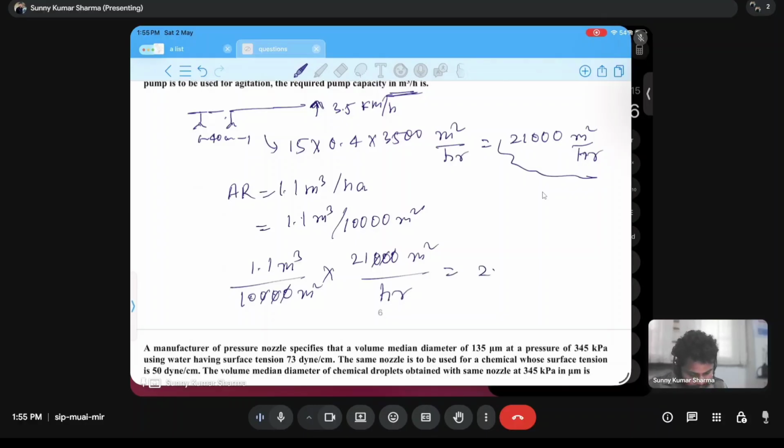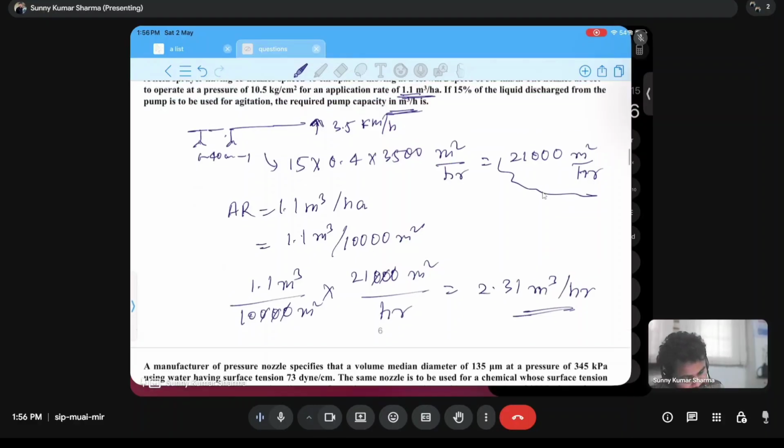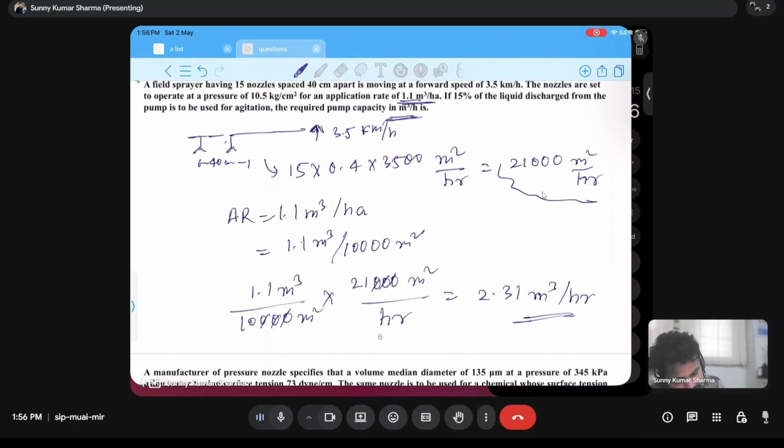So it will become 1.1 into 2.1, it will become 2.31 meter cube per hour. So this is the quantity of liquid discharged by the nozzles per hour. And what is given in the question is that 15% of the liquid discharged from the pump is to be used for agitation. Of this discharge, 15% is used for agitation.